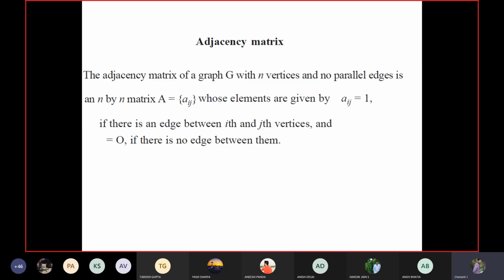If you read the lines given in this slide, you will automatically understand what is mentioned. If there is an edge between the ith and jth vertices, you put 1. Otherwise, if there is no edge between them, you put 0. That's it. Have you understood this concept, the adjacency matrix? Is it clear? Yes, sir.